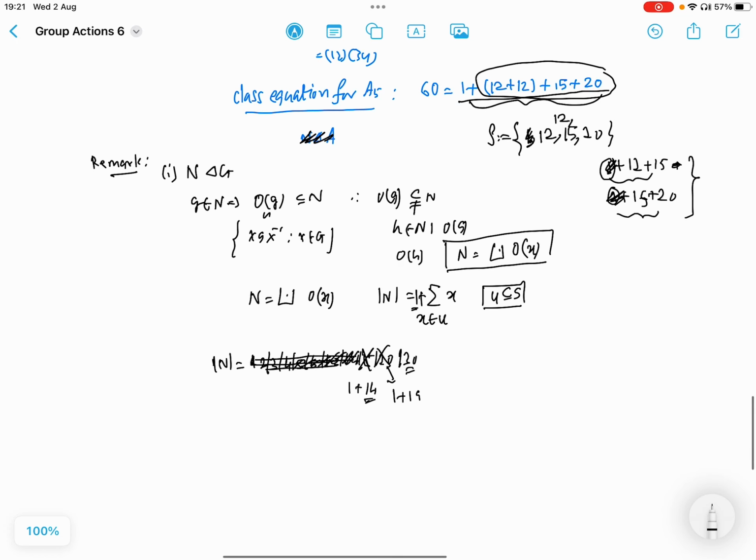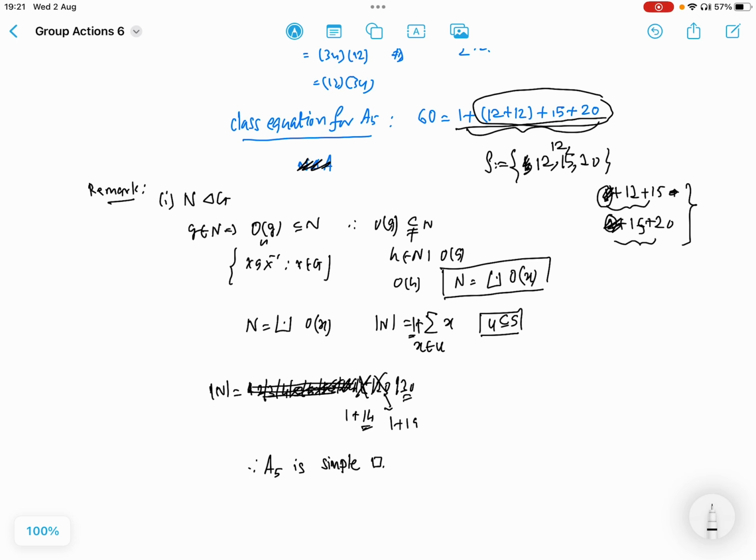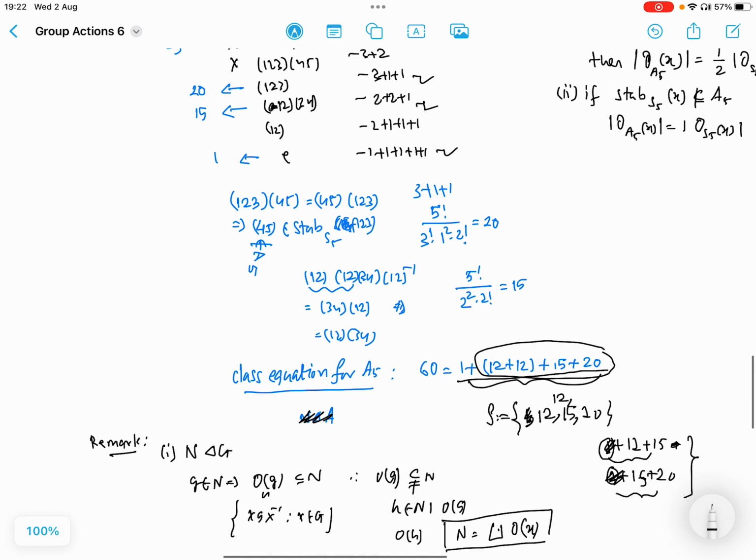So you get that A5 is simple. Okay, so that is an example of a simple group having order not a prime. And in the next video, I will talk about the uniqueness. It will be a long video because there are certain things we need to talk about, but all of them will be very elementary, and you only need to use these three Sylow theorems and nothing else. And even in this proof, I have not used anything other than the basic class equation for S5.